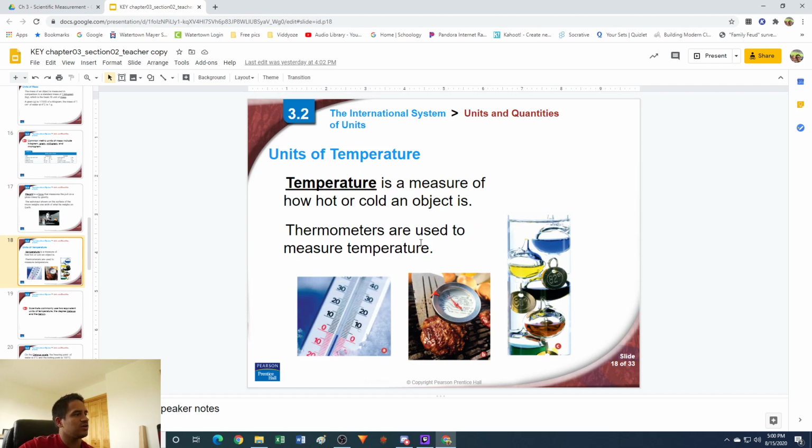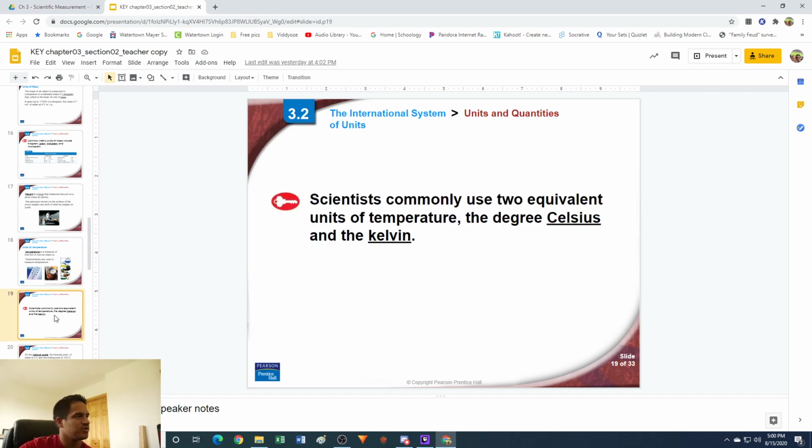All right, and then the unit of temperature we have is the Kelvin. Temperature is a measure of how hot or cold an object is. That's layman's terms; it actually means a little bit more than that, but we're not going to get that in depth. We use thermometers, of course, to measure temperature. There are two units of temperature that we commonly use in science: the degree Celsius and the Kelvin. The Kelvin is the SI unit, but the degree Celsius is probably more commonly used, to be honest.